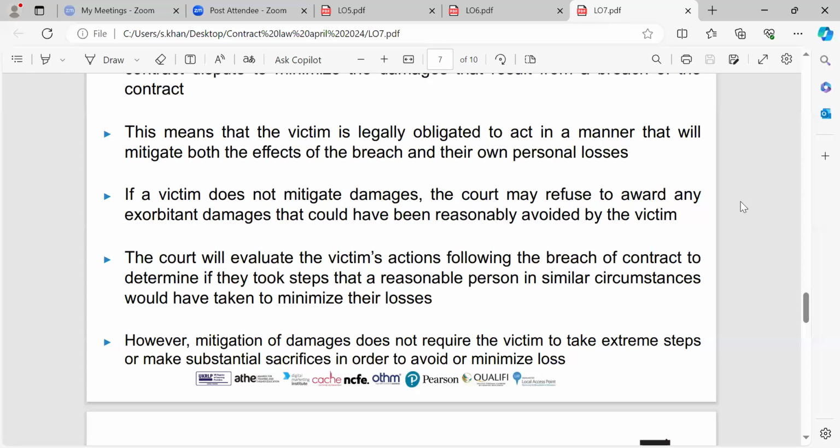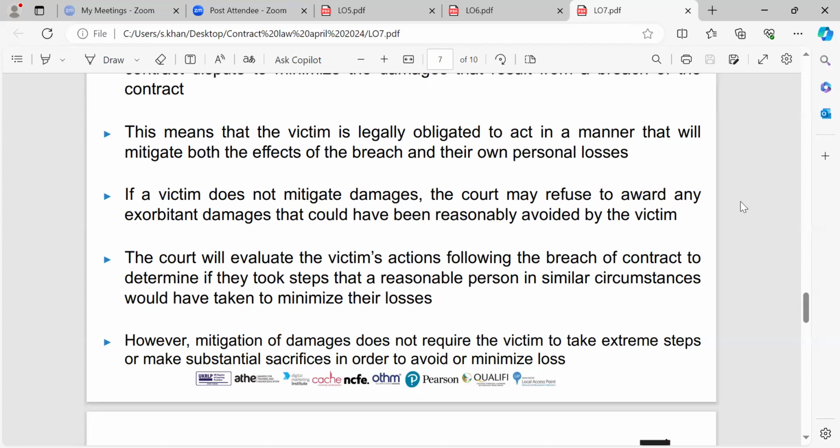This duty can apply in a variety of legal contexts, including contract law, tort law, and employment law. The principle behind this duty is to prevent individuals from exacerbating a situation, as we mentioned, and simply passing all costs to the party who caused the harm.